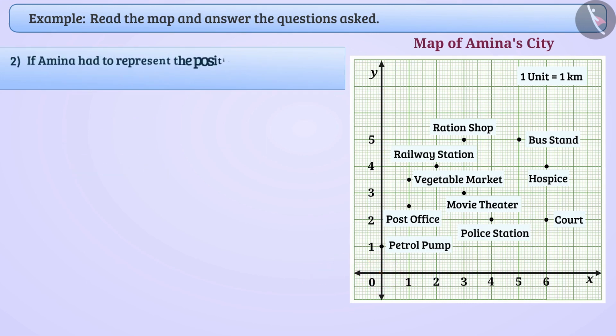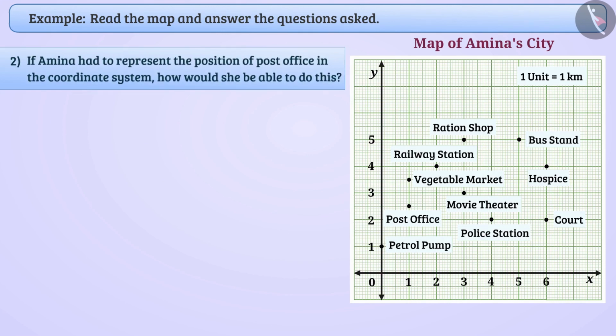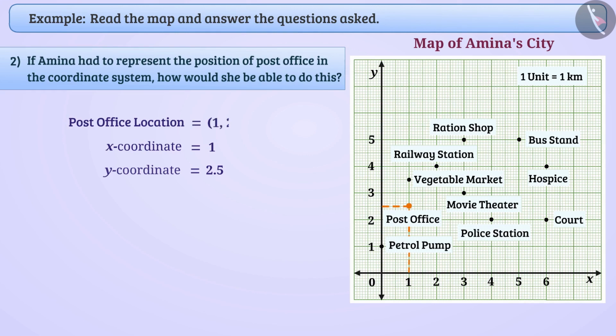If Amina had to represent the position of the post office in the coordinate system, how would she be able to do this? The location of the post office can be represented by x coordinate 1 and y coordinate 2.5. Hence, the position of the post office will be represented by (1, 2.5).